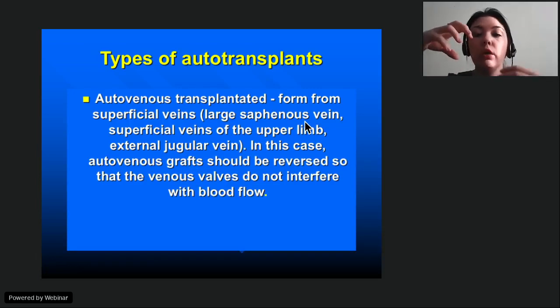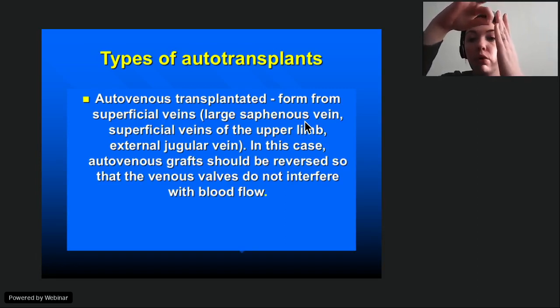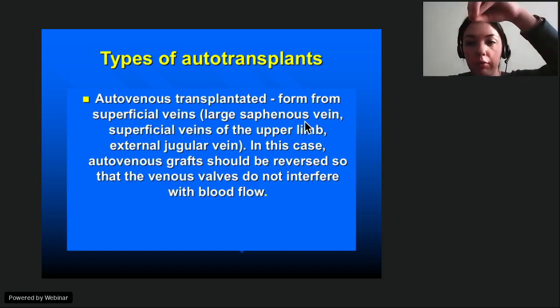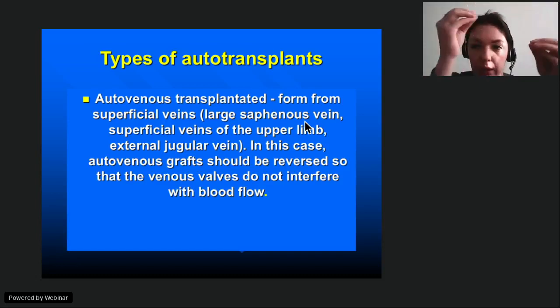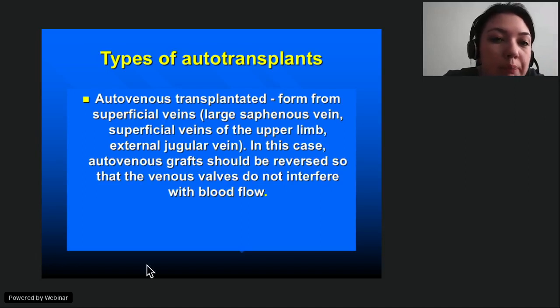So if we talk about the greater saphenous vein, here there is the distal part, inferior part, here there is the superior part, yes, we know that there are valves which allow blood flow only upward. And if we use it for coronary bypass, we need blood flow downward, that's why we reverse it, we turn it around. That is very important. Okay.